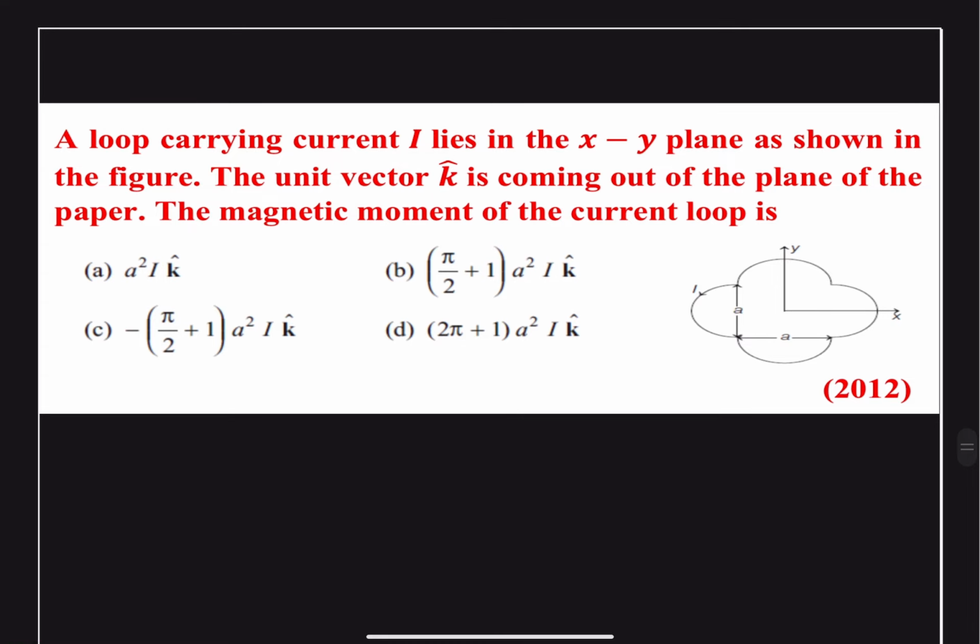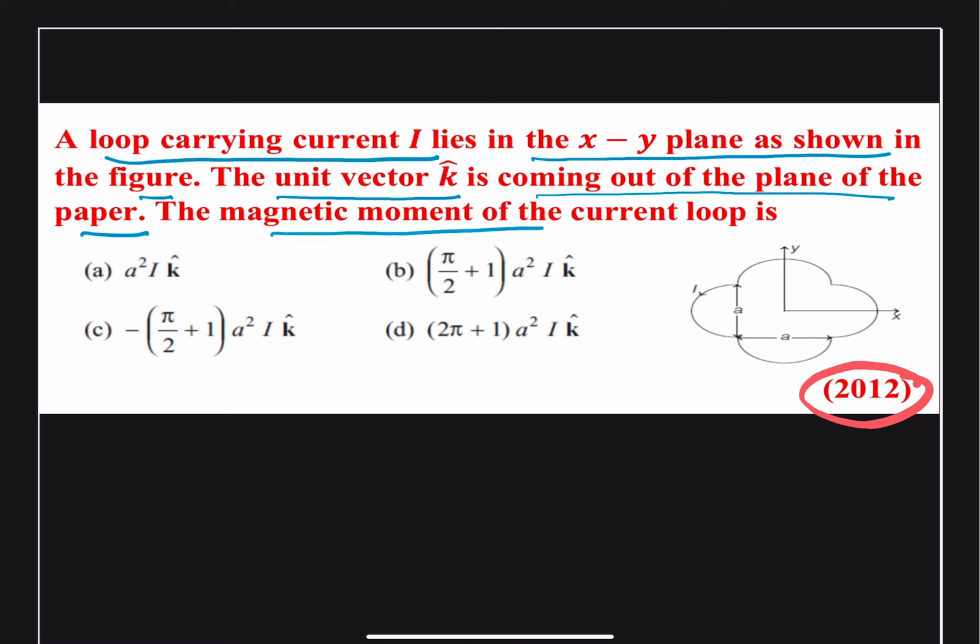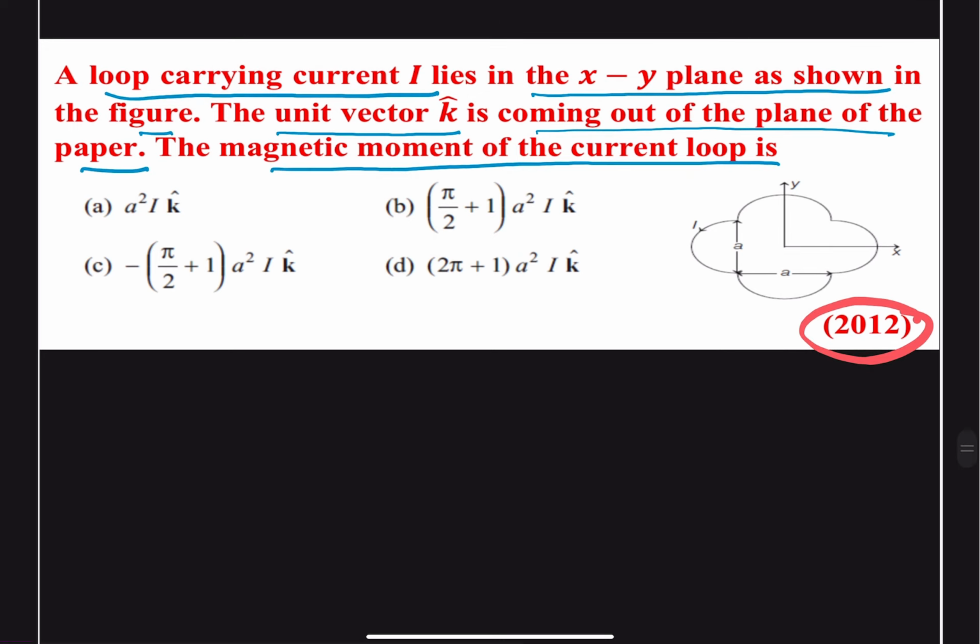Now we come to the final question. It was also asked in the year 2012, and it states that a loop carrying current I lies in the xy plane as shown in the figure. The unit vector k is coming out of the plane of the paper. The magnetic moment of the current loop is. So we are given this current loop. It's basically a combination of the square as well as a semicircle. Okay, so we can just complete the square. So this will be the square, and we have the semicircles then.